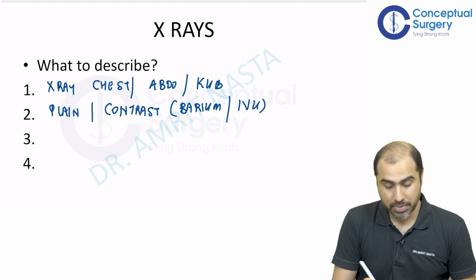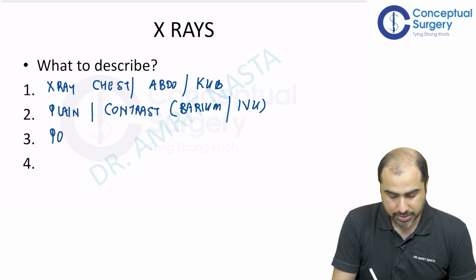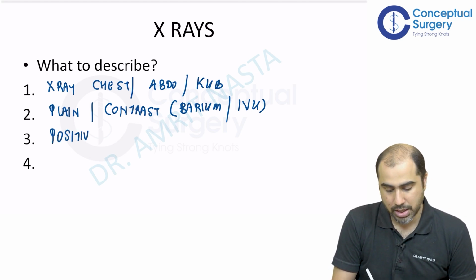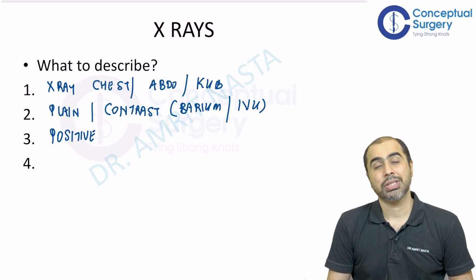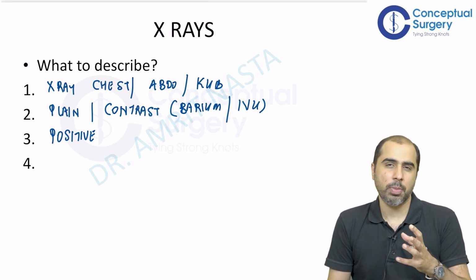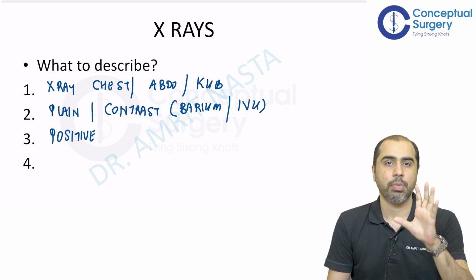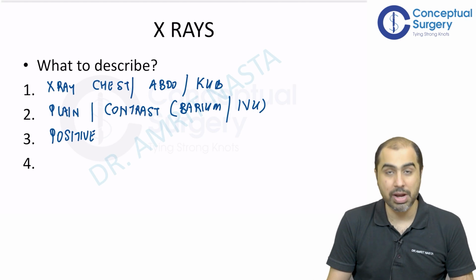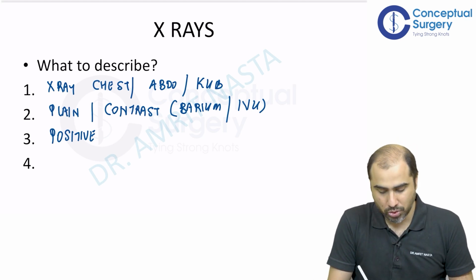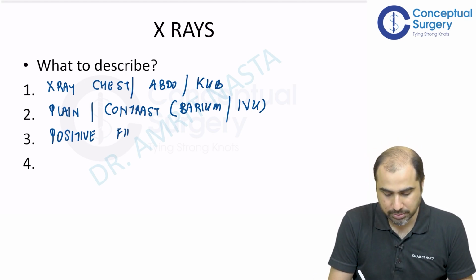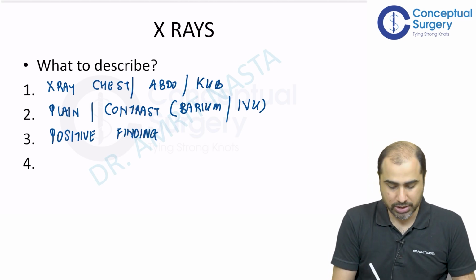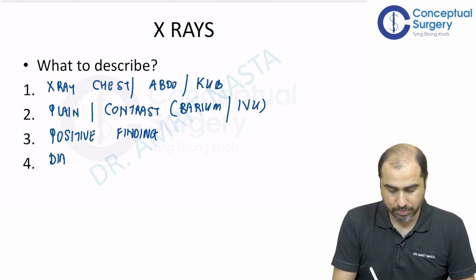Third, you need to see the positive findings. Is it a normal image? Or is it an image where there is something abnormal? 99% they will give an abnormal image, right? Obviously, why should they give you a normal X-ray unless they want to trouble you? So you have to tell the positive findings. And finally, based on these findings, you have to tell the diagnosis.